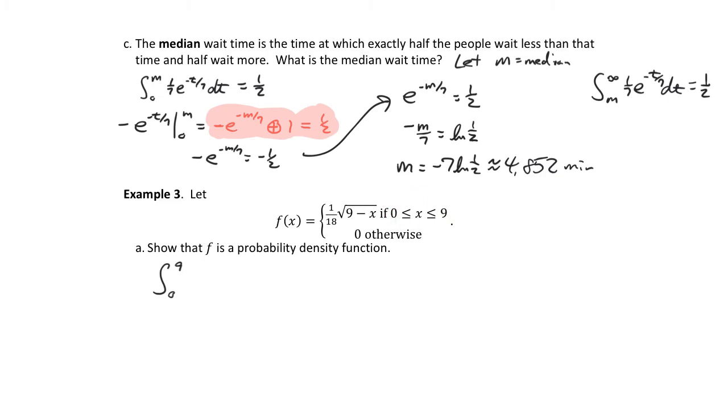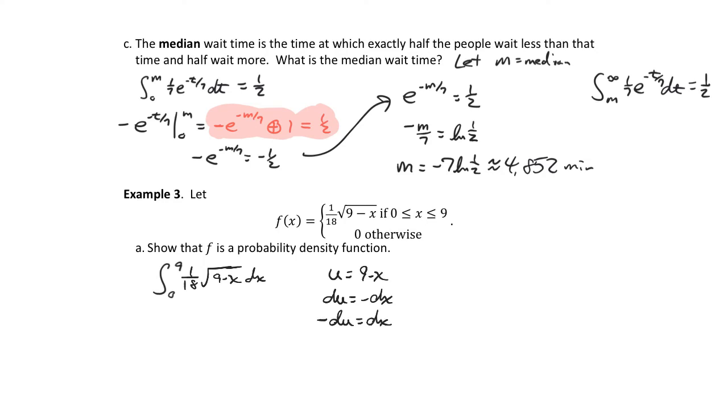And then we take the antiderivative of 1/18 times the square root of 9 minus x dx. Okay, we'll go ahead and make a substitution here. So let's let u be equal to 9 minus x. du is negative 1 dx. And so since I don't have a negative, we'll say the opposite of du is dx.